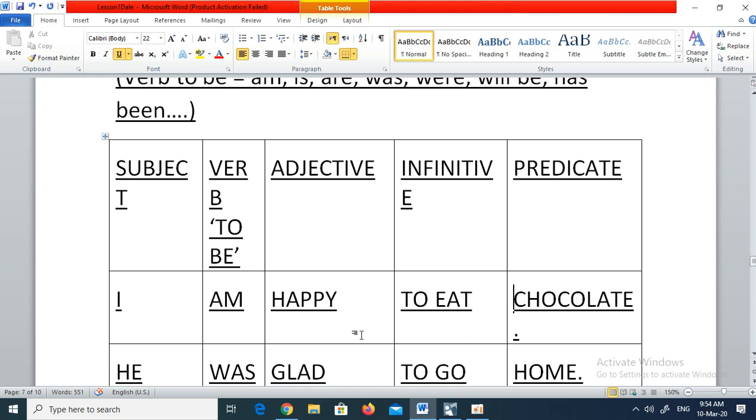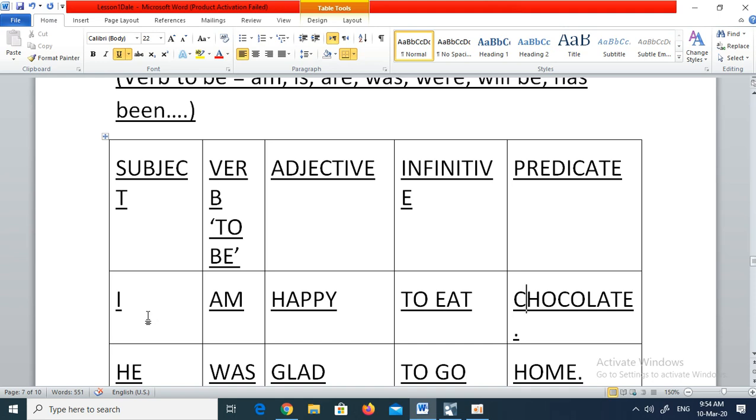So if we look at example number 1, our subject is I. The verb to be we are taking in the form am. The adjective that we have chosen is happy. The infinitive is to eat. And the object or the predicate here is chocolate.